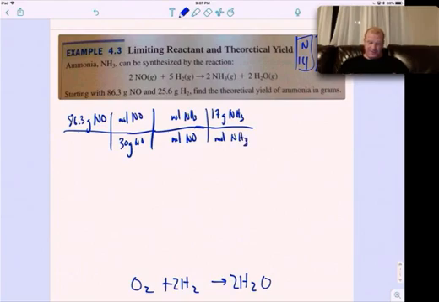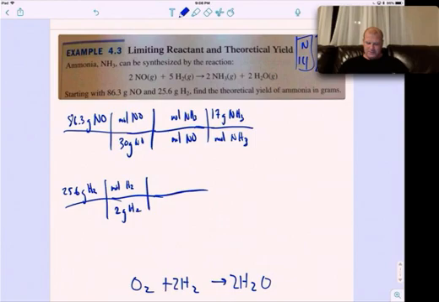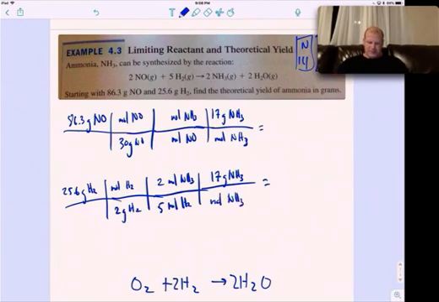And then we do the other one: 25.6 grams hydrogen, 2 grams hydrogen per mole hydrogen. And then we have 2 moles ammonia to 5 moles hydrogen, and then 17 grams ammonia per mole ammonia. And so we just do both and see which one is smaller, and I will do that for you.